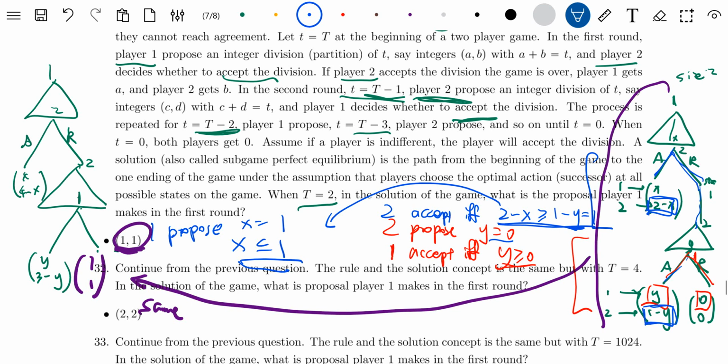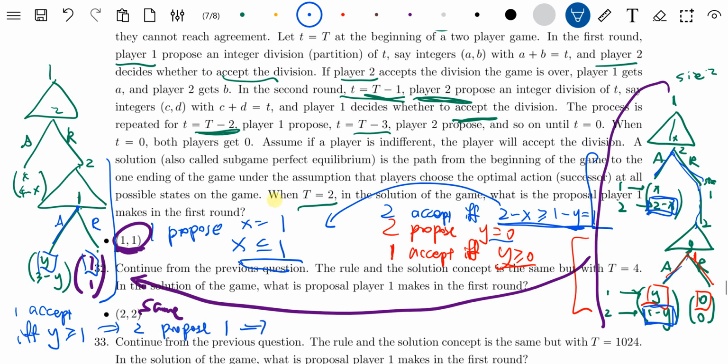Okay, so now we solve the same thing again, so I'll not write it down because I don't have any space to do it. So here, 1 is making the decision. So 1 would accept if and only if I compare. If I accept, this is reject, I'll get y. If I reject, I'll get 1. So I'll accept as long as y is larger than or equal to 1. So that implies 2 will propose 1.